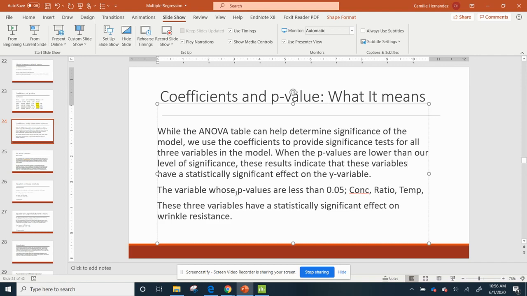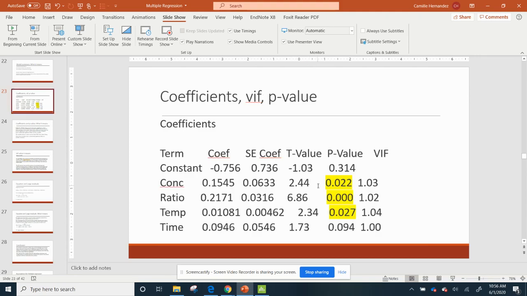Okay, so the variables that had p-values less than 0.05: concentration, ratio, and temperature. So these three variables have statistically significant effects on the wrinkle resistance. And how do I know that again? Here, concentration, ratio, and temperature, their p-values were lower.